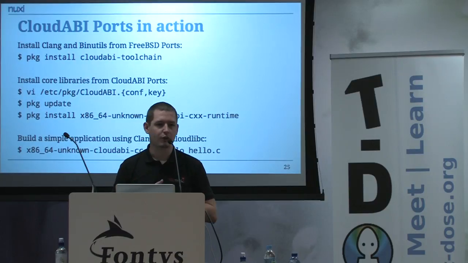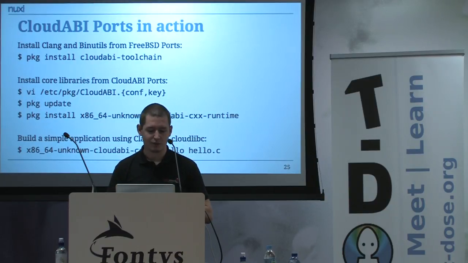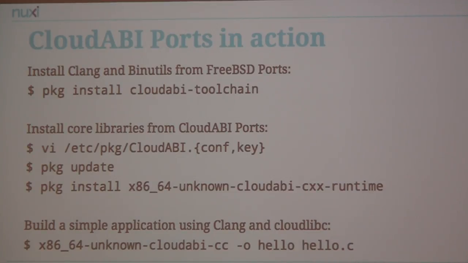Here's a couple of commands that you can run on your FreeBSD system to get this to work. First of all, we want to install a compiler that we can run on FreeBSD to build CloudABI applications. And that's done by running this command here: pkg install cloudabi-toolchain. And this installs a copy of Clang from FreeBSD's own ports collection.